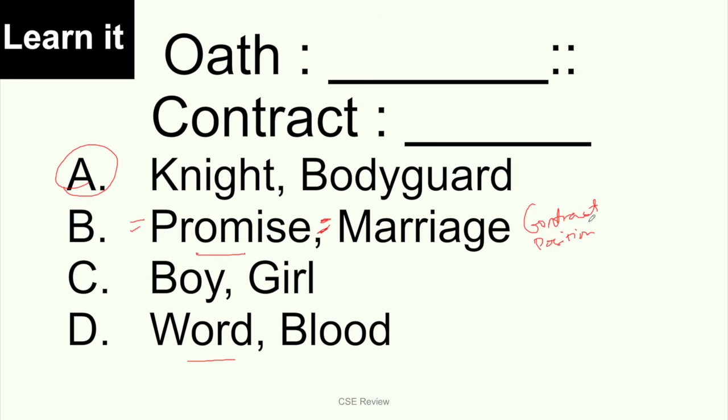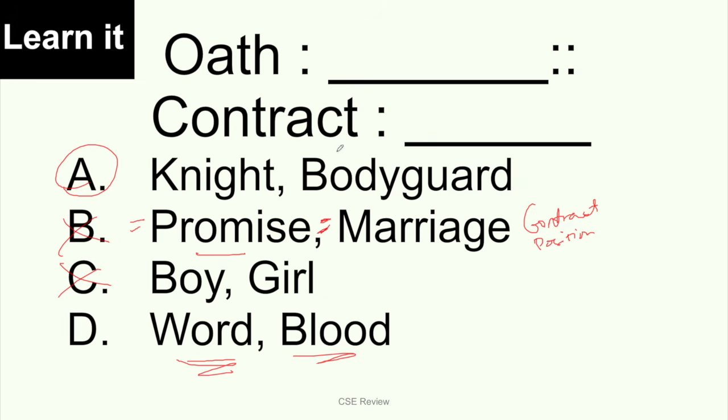Again, tatlo ang P natin. You have pattern, position, and precision. So, hindi ito pwedeng maging sagot. Boy is to girl, I think it's obvious, so hindi na natin pag-uusapan yan. Ito na tayo sa word is to blood. Some people would say kasi ang oath, di ba, is a promise, it's your word. Pero yung contract is to blood, that would be tricky.